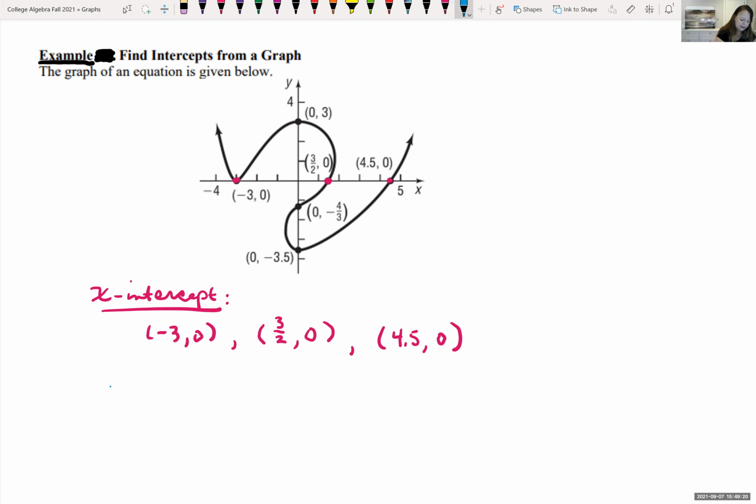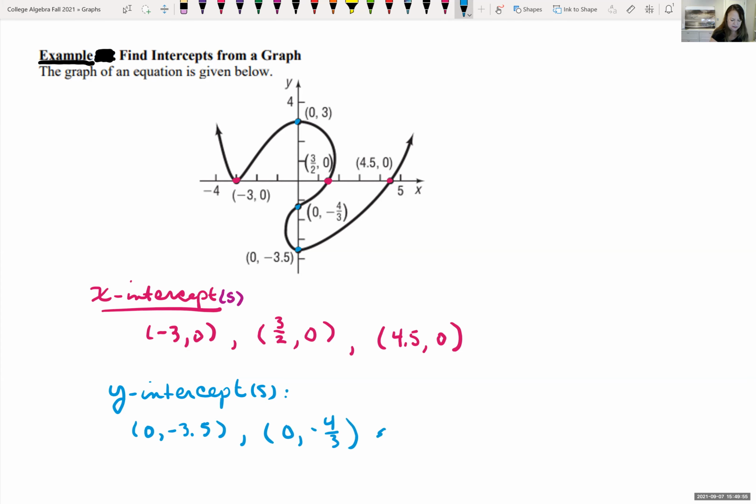Or if we look at our y-intercepts, the points that are crossing or touching the y-axis, let's go from smallest to largest. So (0, -3.5), (0, -4/3), and (0, 3). Just notice that for our x-intercepts, the value of y is always 0. For our y-intercepts, the value of x is always 0.